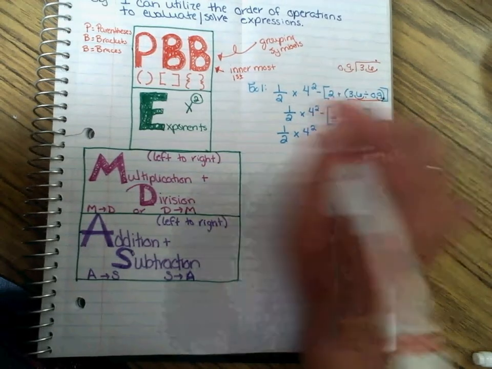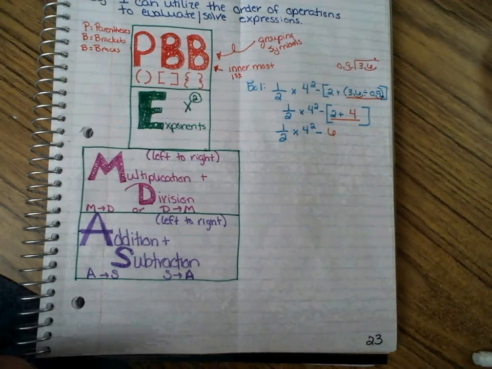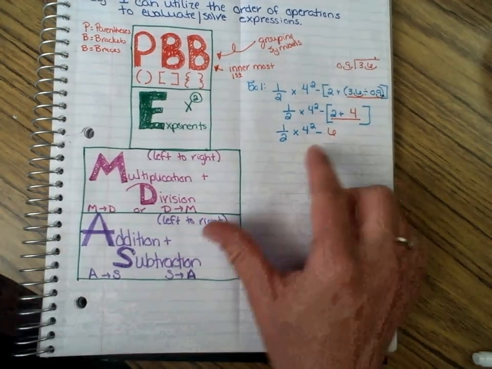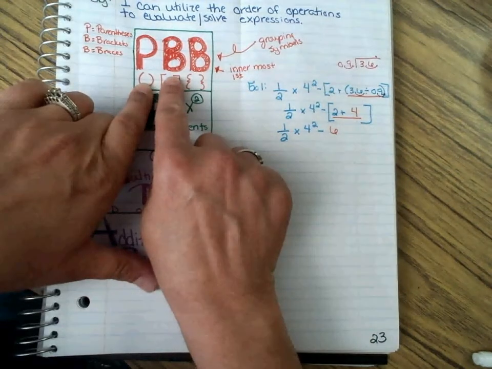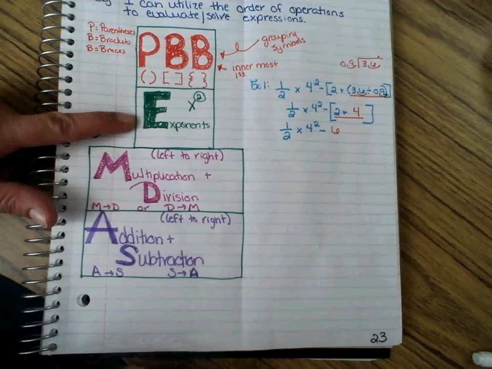So what is 2 plus 4? Well, it's 6. So I filled in the blanks. I'm done with my brackets, so I can get rid of those. So now I have 1/2 times 4 squared minus 6. So I ask, do I have parentheses, brackets, or braces? No. So I'm done with this. So now I move on.